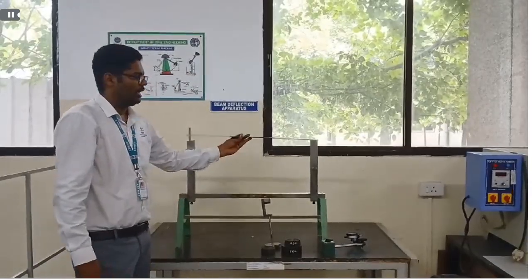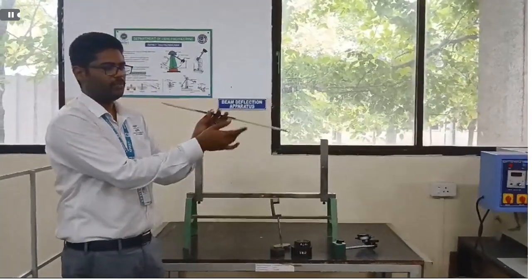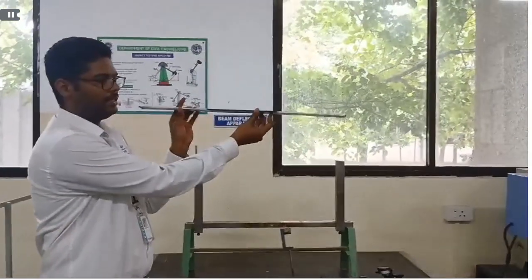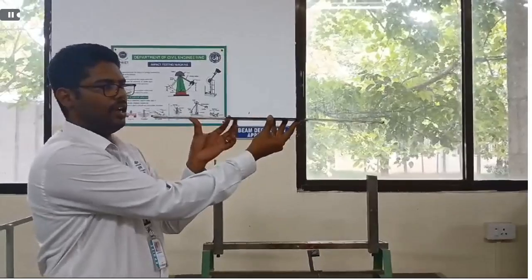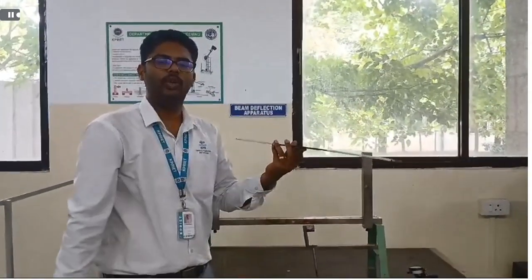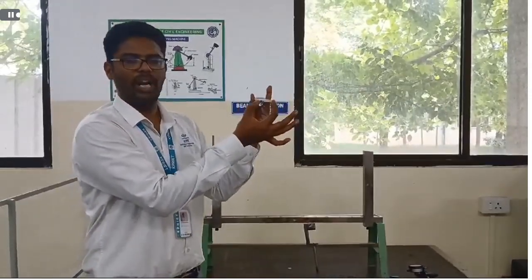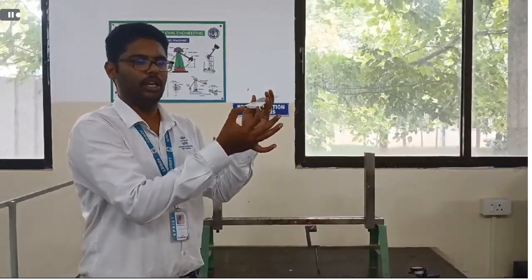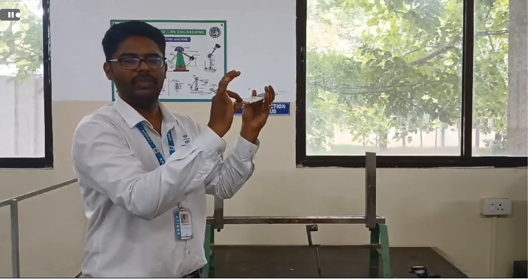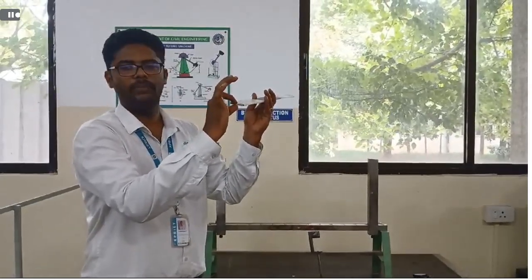For a rectangular cross-section, the moment of inertia about its neutral axis is given by the formula BD cubed divided by 12, where B is the width of the rectangle, and D is its height. This equation shows that the moment of inertia increases with the cube of the height, making the section's height a critical factor in its resistance to bending.